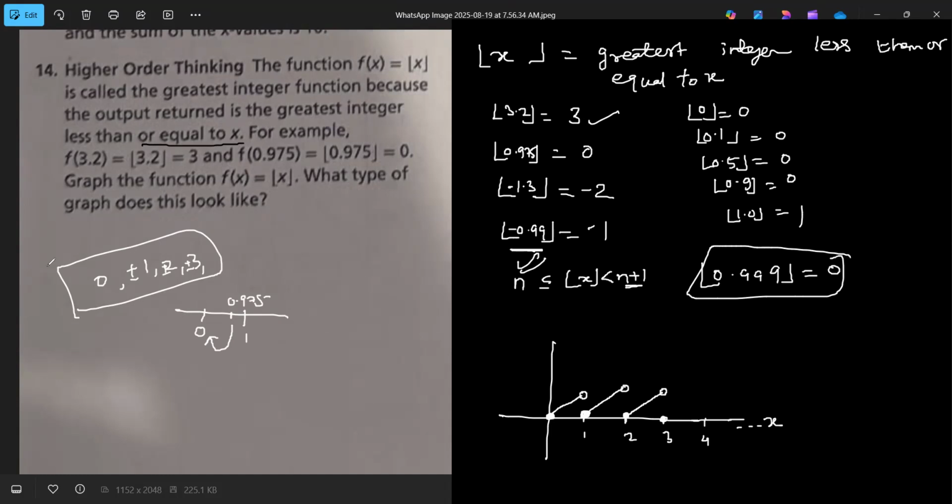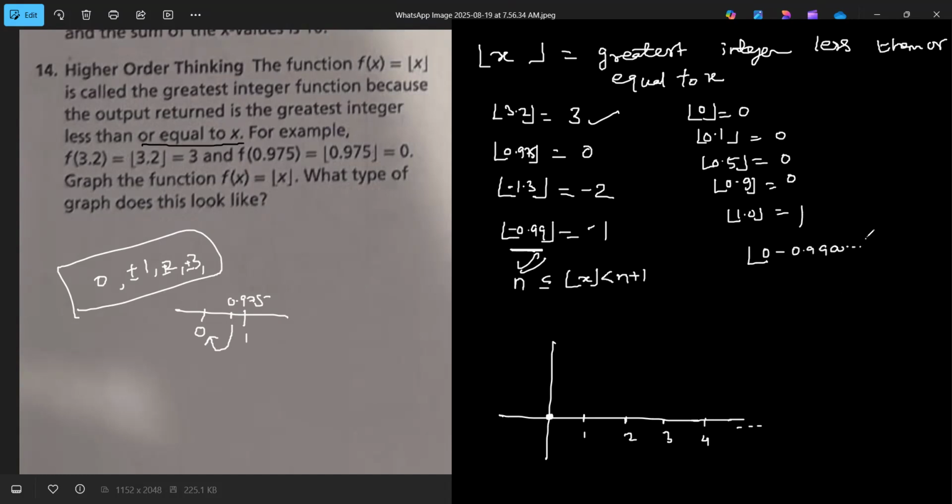One minute, I made one mistake. See, from 0 to 0.99999, whatever number of 9s there are, you will always take 0. Understood? So from 0 to 1, this is 1. At 1 it is a whole circle. Why? Because you can take the integer greater than or equal to, right?